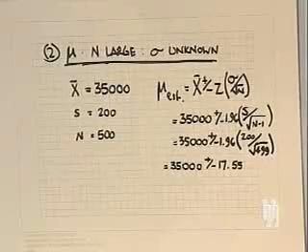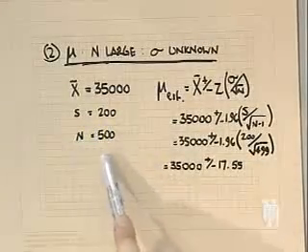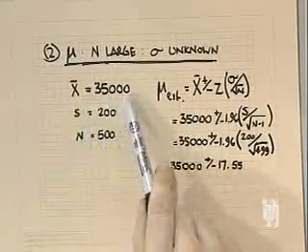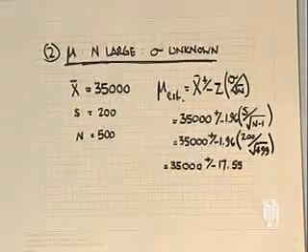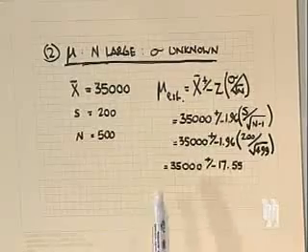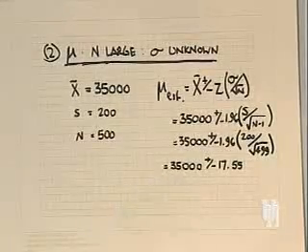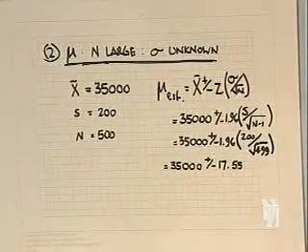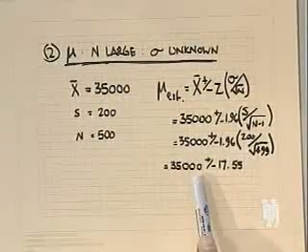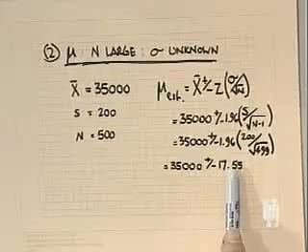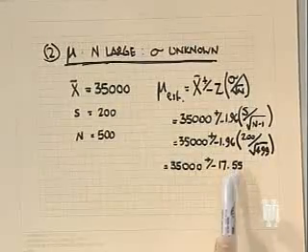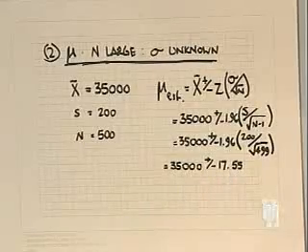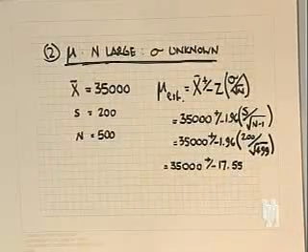That is, based upon this sample of 500 individuals with an average income of $35,000, you would now be 95% confident that the average income of the population was somewhere between $35,000 minus $17.55 and $35,000 plus $17.55.